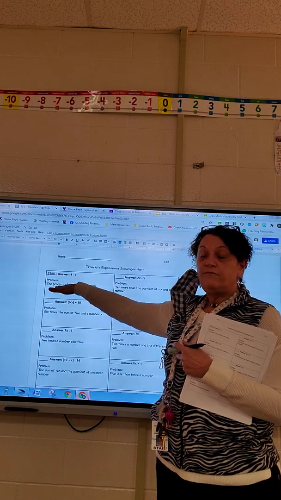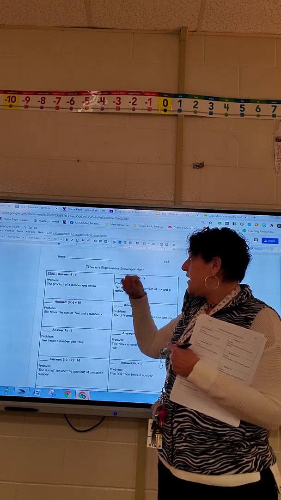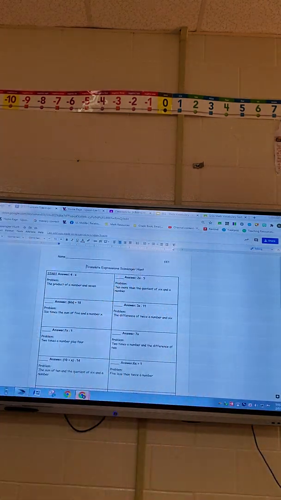The problem for this one is the product of a number and 7. So we've got to take that statement and we've got to turn it into an algebraic expression. The product of a number and 7, okay? So let's look at how we're going to do that.